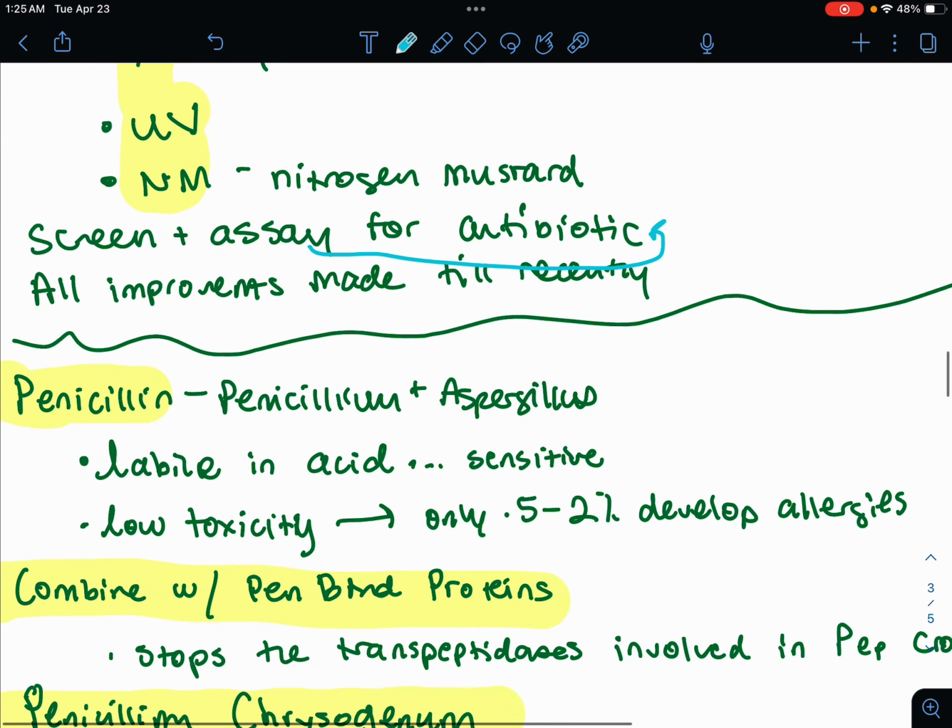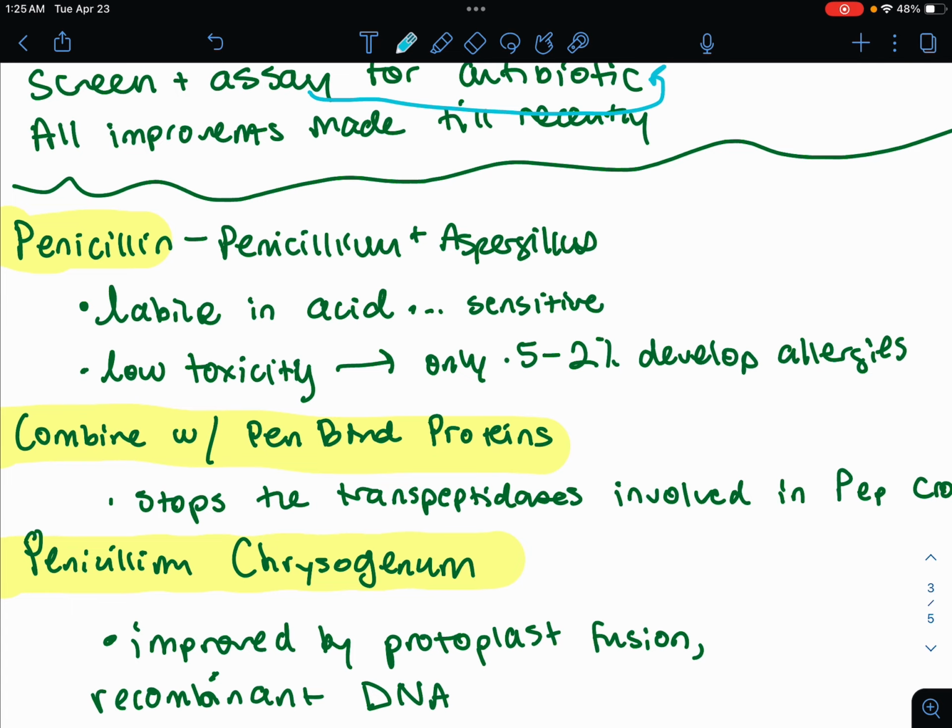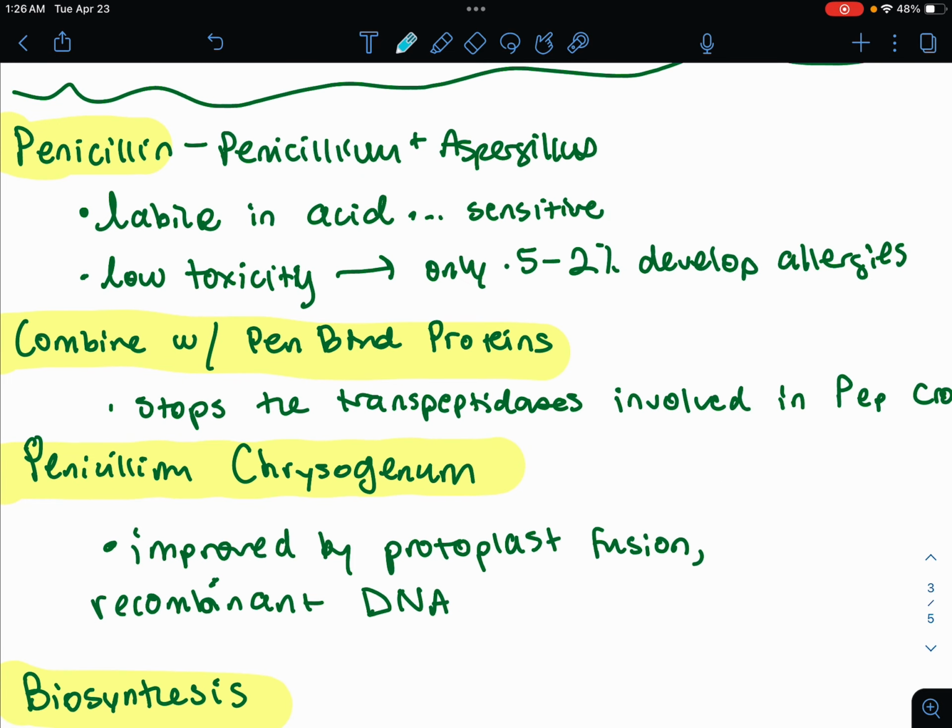Let's talk about the production now. This is going into the industrial side of things, the production of penicillin. Again, Penicillium and Aspergillus make it. It's going to be labile in acid. It's very sensitive to low pH. There's also a low toxicity to penicillin. Only 0.5 to 2% develop allergies.